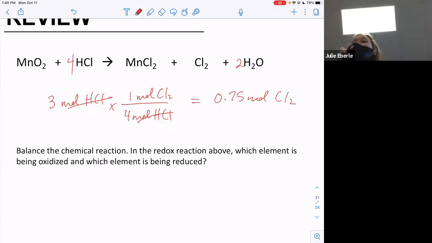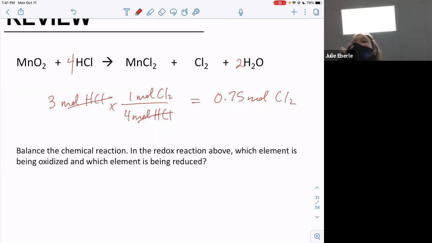Answer yours real quick. How did you get 1 mole of Cl2? When we balanced this, our coefficient here was 1. If there's not a number written, it's a 1. Understood. So 1 mole of this plus 4 moles of that will give me 1 mole of this, 1 mole of this, and 2 moles of water.